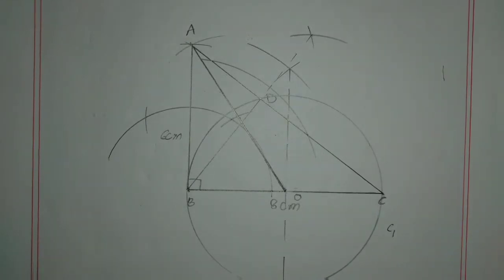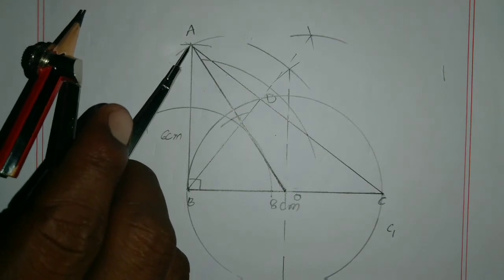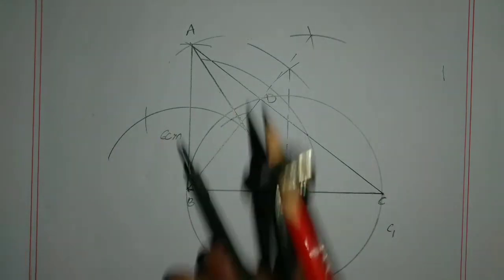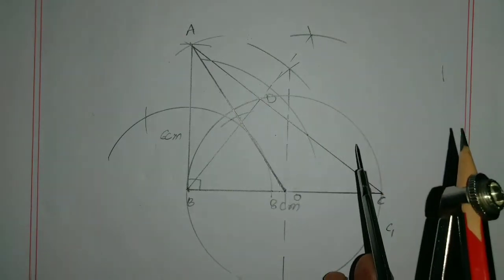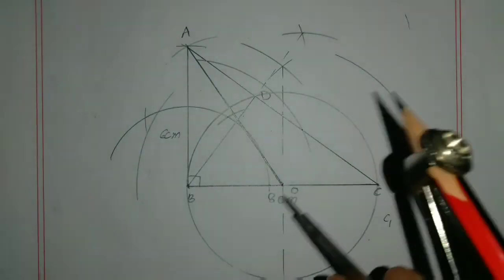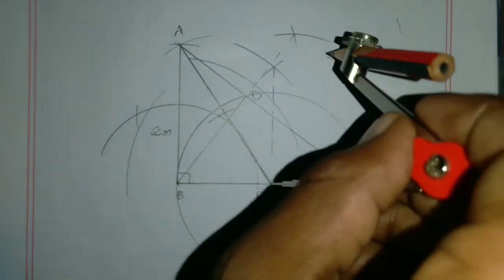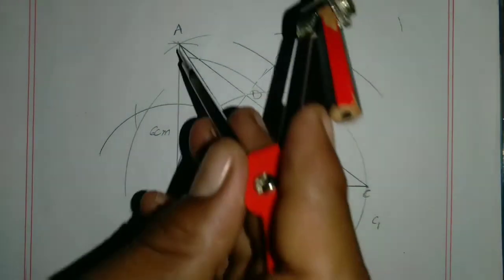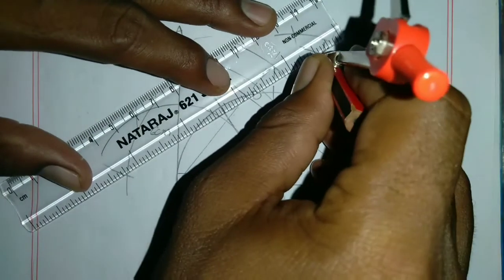So next in question you can construct tangents from this A point to this circle. Already we got here one tangent, that is AB. Next you can draw another tangent. So next you can bisect this AO. You can take your coordinate radius, then draw an arc and one more arc this side. From these points you can cut, these two points you can join here.